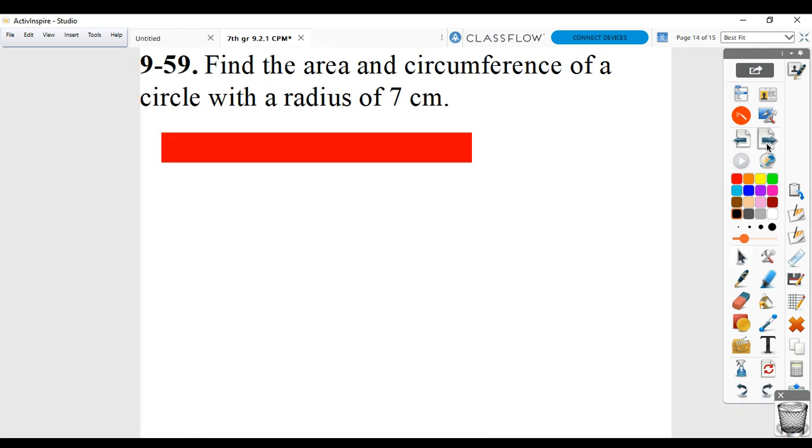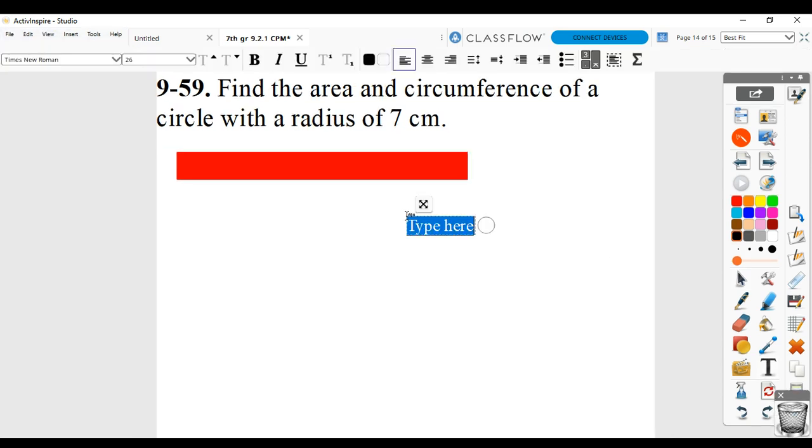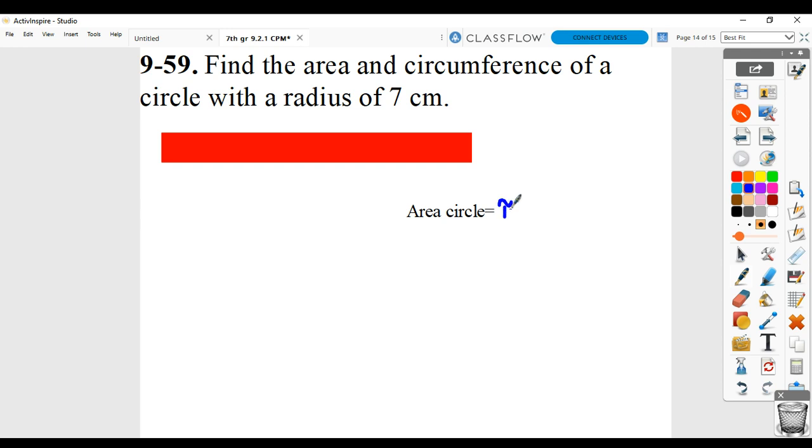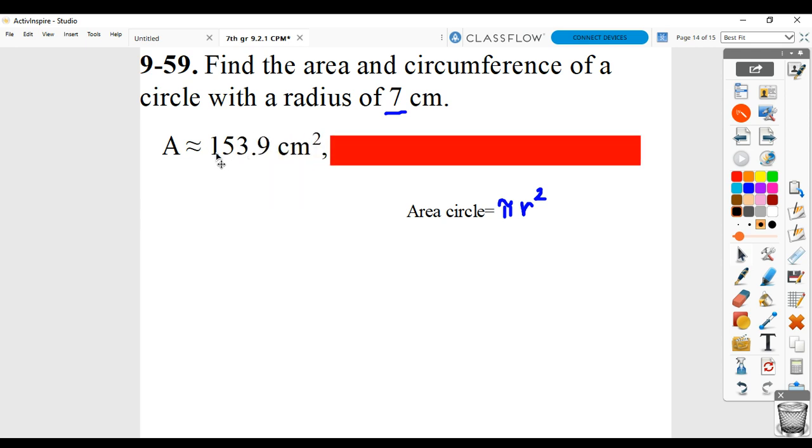For 959, they want the area and circumference of a circle if that is the radius. So again, remember that the area of a circle is pi r squared, or if you use the approximation for pi, 3.14 times radius times radius. The radius, of course, is 7. So if you do the rounded answer, you get 153 and 9/10. Again, that's using 3.14 for pi times 7 times 7. Otherwise, if you left it exact, it'd be 49 pi centimeters squared.